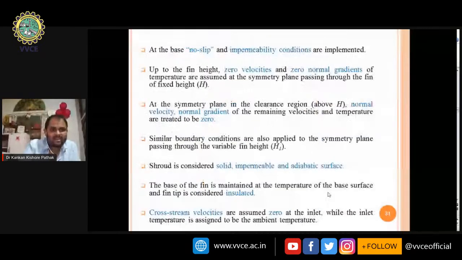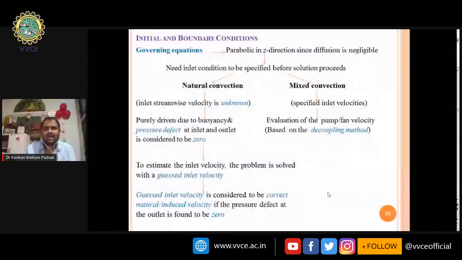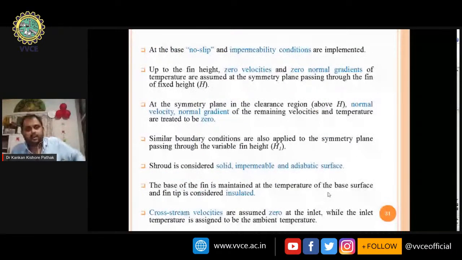Next, these are the boundary conditions as we have considered them. At the solid boundary, the no-slip and impermeability conditions are implemented at the base up to the fin height. Zero velocities and zero normal gradients of temperature are assumed at the symmetry plane passing through the fin of fixed height. Similarly, the shroud is considered a solid, impermeable, and adiabatic surface, the base of the fin is maintained at the base surface temperature, and the fin tip is considered insulated. Cross-stream velocities are assumed 0 at the inlet, while the inlet temperature is assigned.